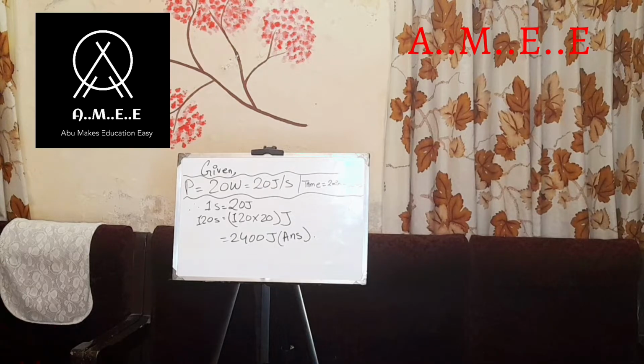For here the unit is second. For 1 second we are getting 20 joules. So for 120 seconds we are getting 120 into 20, which gives us 2400 joules of energy.